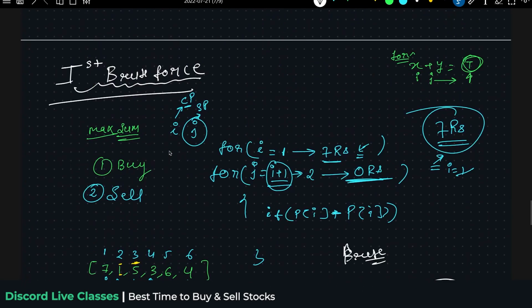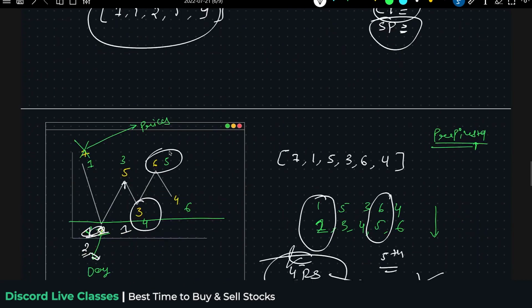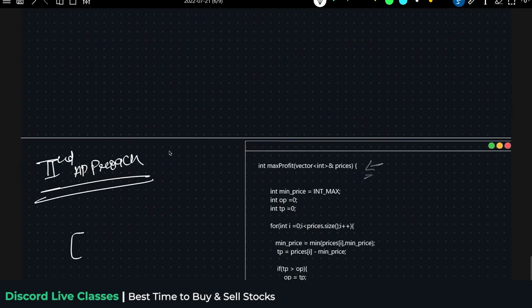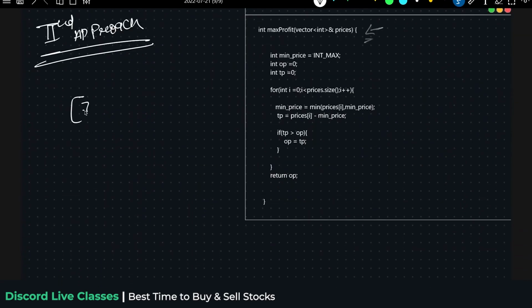What is the array? The array is 7, 1, 5, 3, 6, 4, right? 7153 and 4. What will you be doing on that? So listen, you have the array 715364, and in this particular code and in this particular solution, I will be doing nothing.